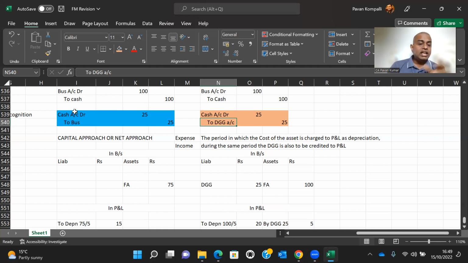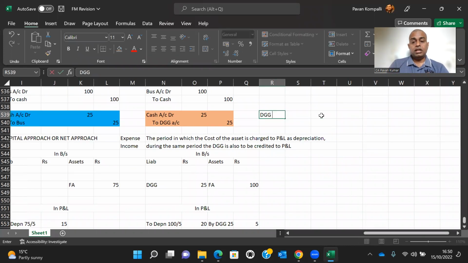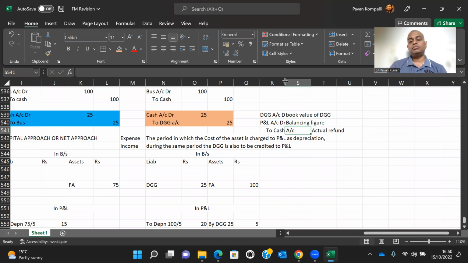So the day when you are refunding, here there will be no problem. So whatever government grant you are refunding, you will write the asset account debit to cash, in case of capital approach. In case of income approach, what to do? Simple. Whatever the amount, see, DGG account debit, P&L account debit to cash account. So this is actually how much is refunded. This is the book value of DGG. This is the balancing figure. How simple accounting is.